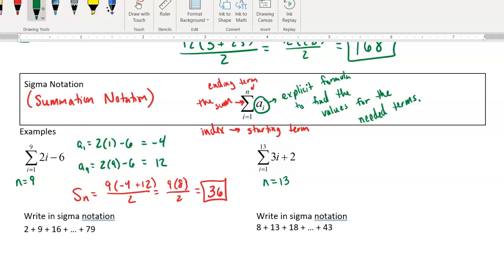All right, let's look to see how to find the value of the first term and the value of the 13th term.